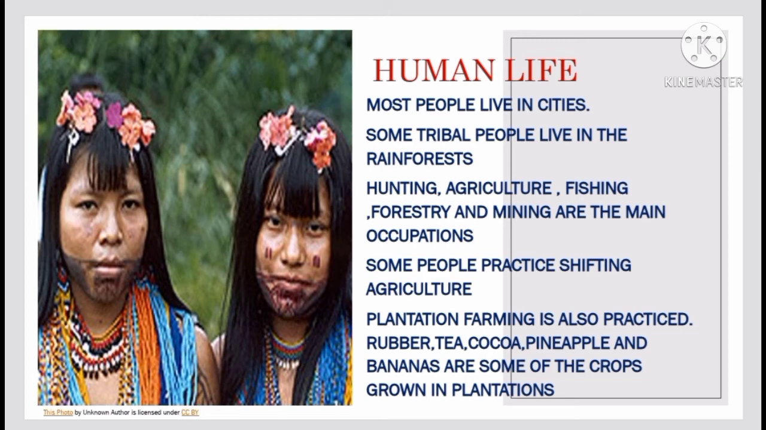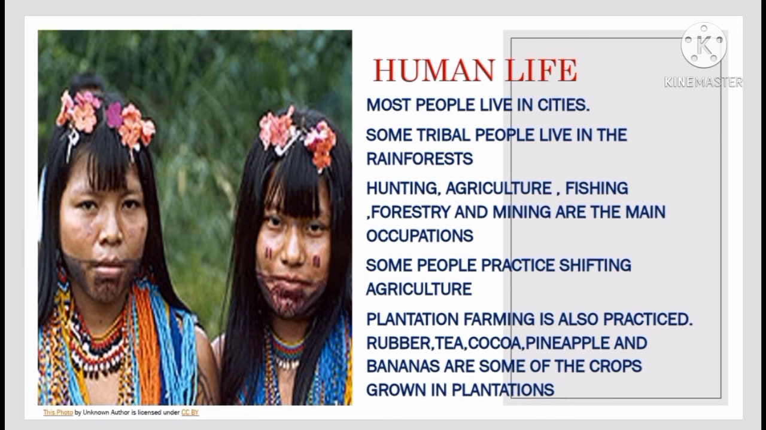So, what do you mean by shifting agriculture? It is a method of cultivation in which a patch of ground is cleared by cutting and burning trees. The ash so obtained is used to make the soil fertile. After cultivating the land for a few years, people leave it for another patch of land. European traders introduced another method, that is plantation farming, in many parts of the equatorial region. In this type of farming, crops are grown on large farms called plantations. Examples: rubber, tea, cocoa, pineapple, etc.